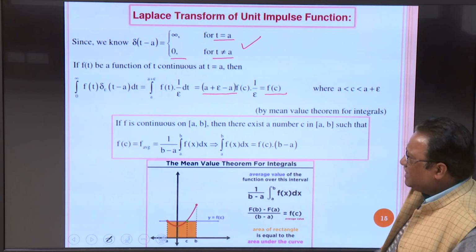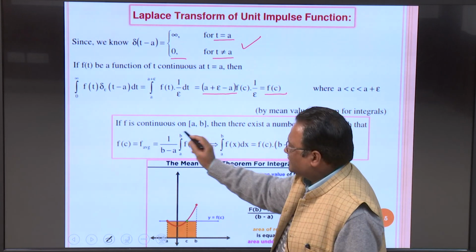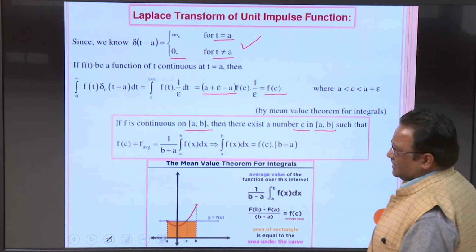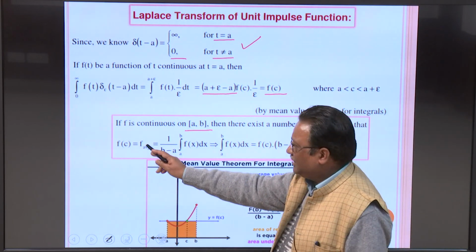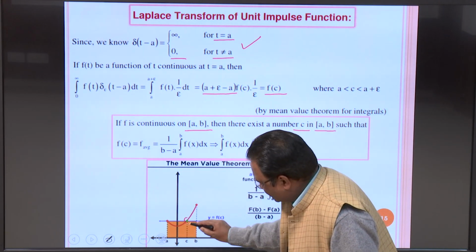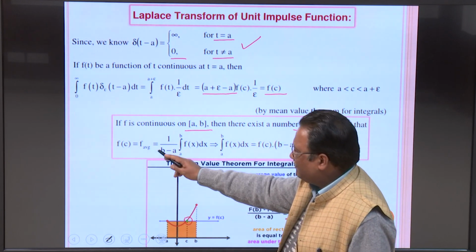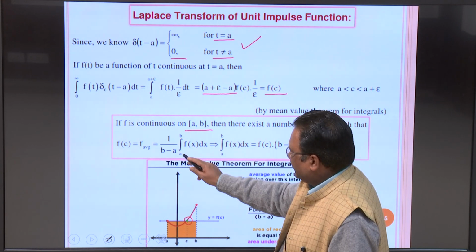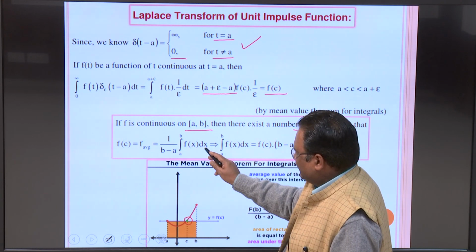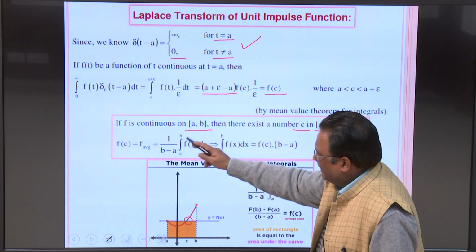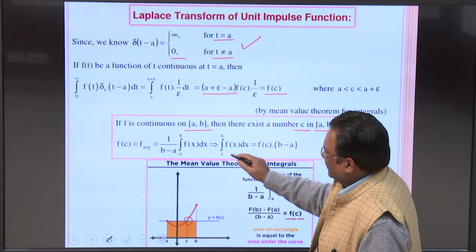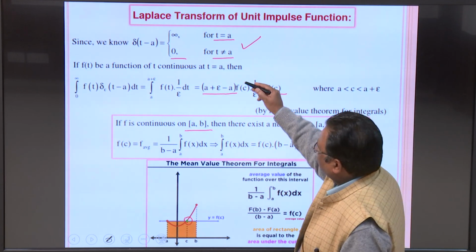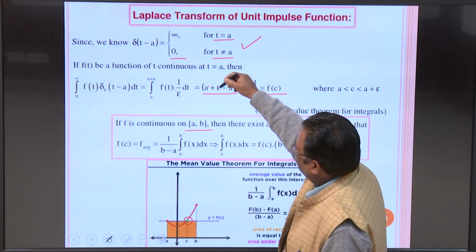What is the mean value theorem? If f is continuous on [a, b], then there exists a number c in the interval [a, b] such that f(c) is equal to f average, which is equal to 1 over b minus a times the integral from a to b of f(x) dx. This result implies the integral from a to b of f(x) dx is equal to f(c) times (b minus a), and b minus a is a plus epsilon minus a.